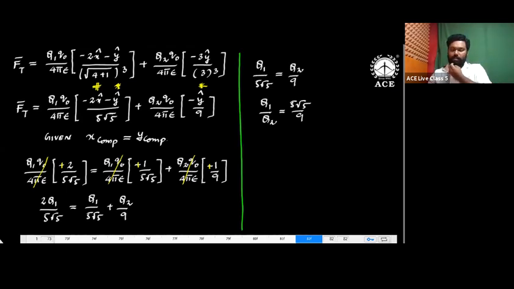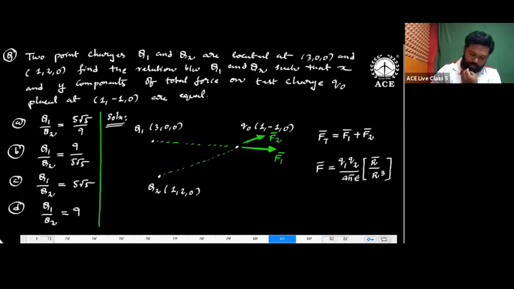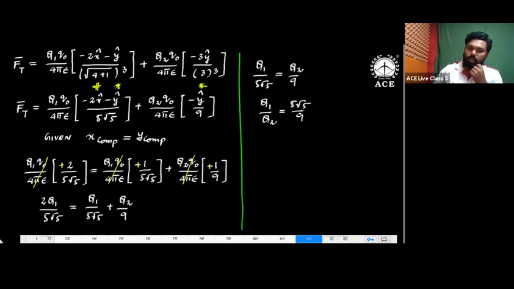Yes. Let me go back here. So what is this one? Q1 by Q2 is equal to 5 root 5 by 9, option A is the answer. Clear, beta? Let us take one more question, beta.